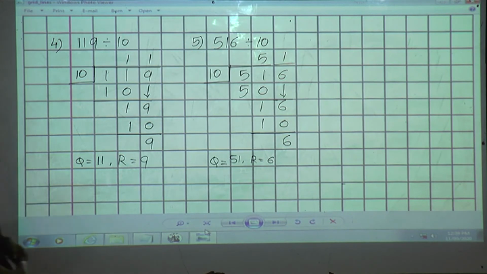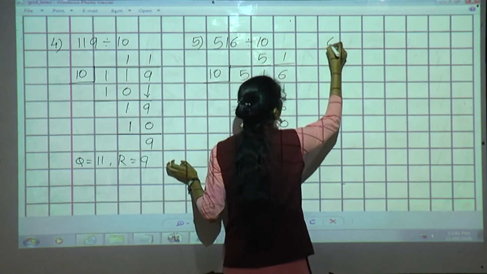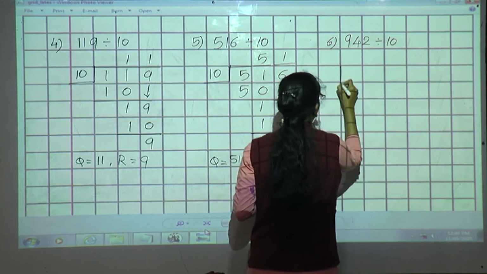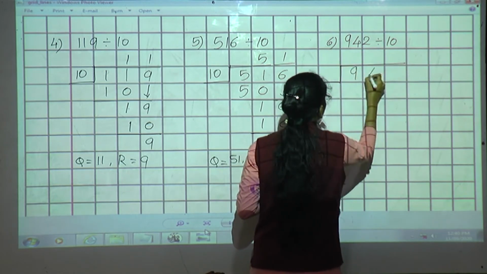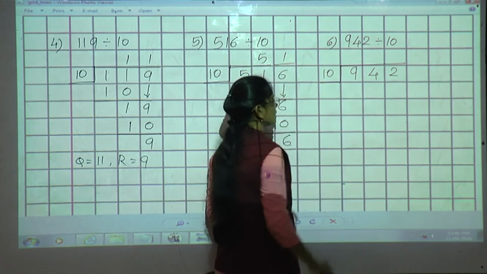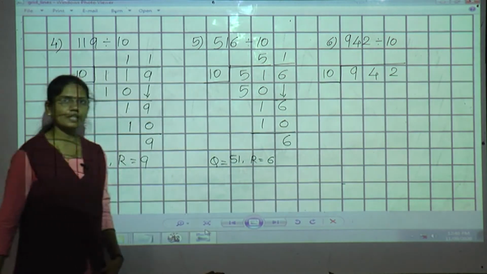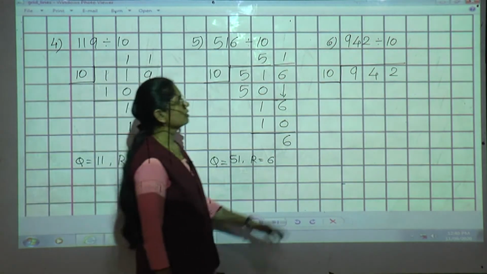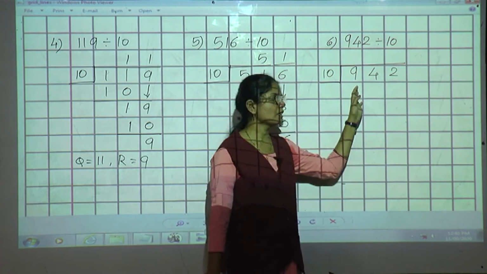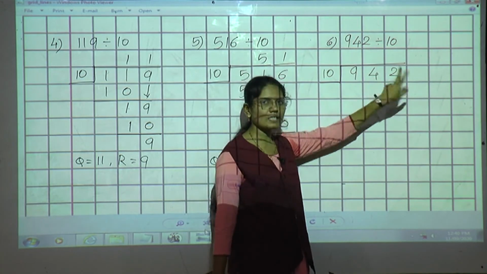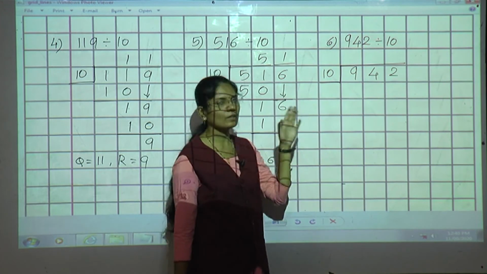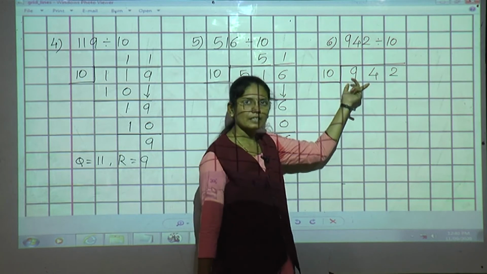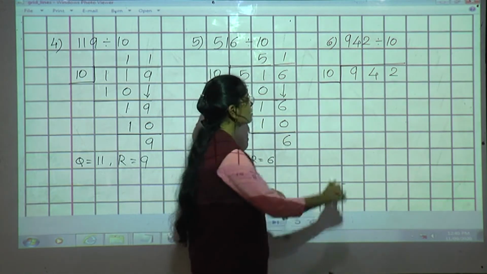942 by 10. Now see the number carefully, 942, and tell me the answer. What we will get the remainder here? Yes, in this example, remainder it should be 2, because at ones place here 2 is there. So after solving we will get the remainder 2. And what will be our quotient? Quotient is 94.